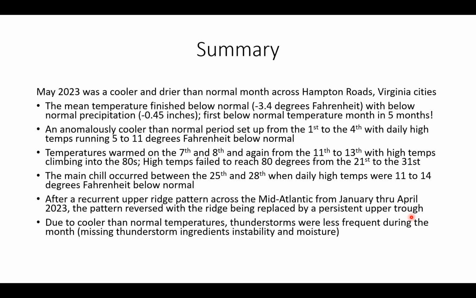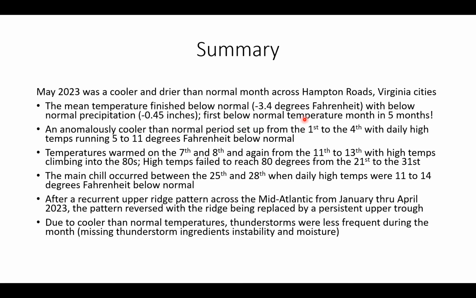It was a cooler and drier than normal month. The mean temperature finished below normal, and this is pretty significant, minus 3.4 degrees Fahrenheit below normal across Hampton Roads, Virginia cities. We had below normal precip, almost a half an inch below normal. This was the first below normal temperature month, by the way, in 5 months.